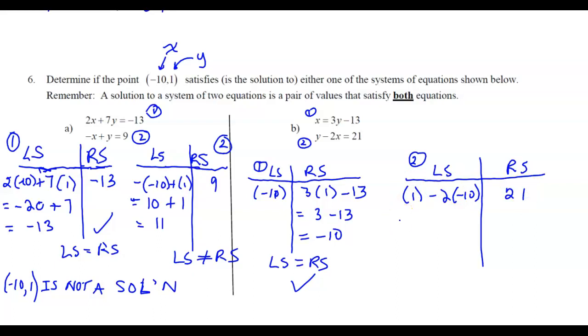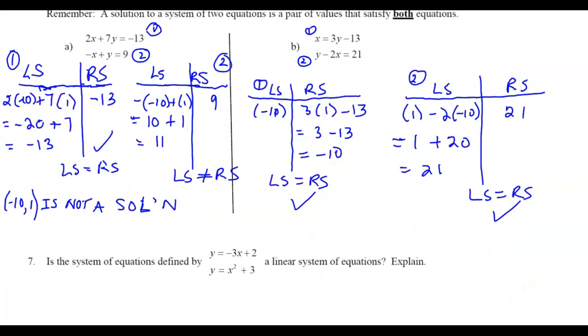So 1 plus 20 is 21. The left side equals the right side in this case. So that point works for both of them. That means it is a solution. Therefore, negative 10, 1 is a solution to the system.